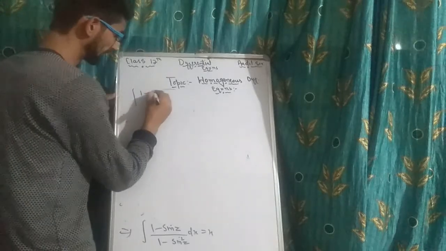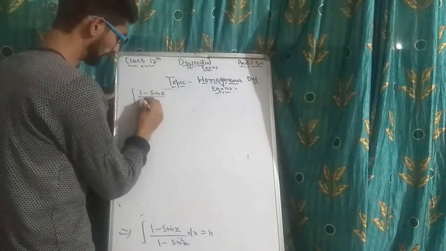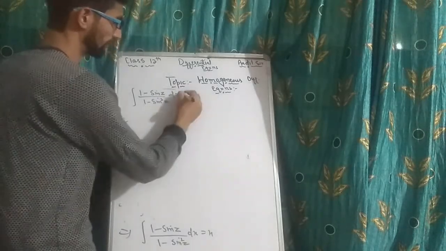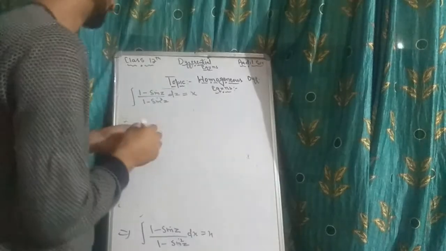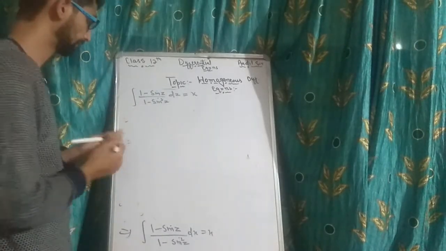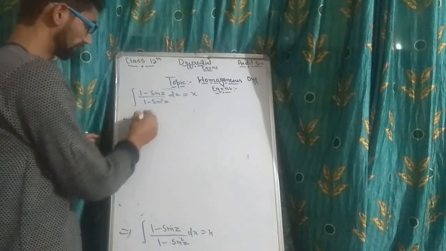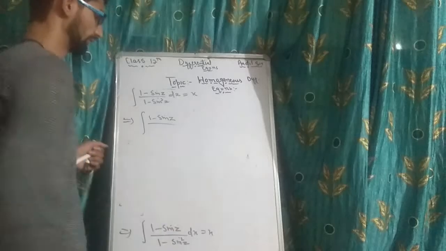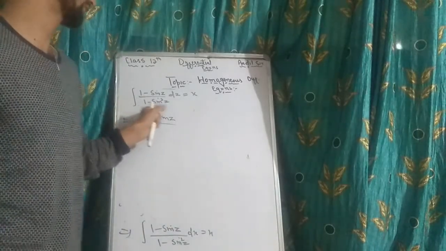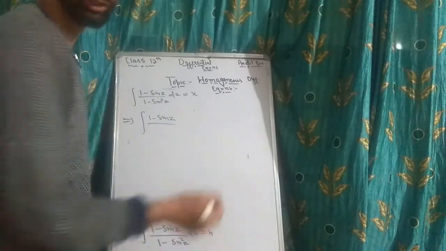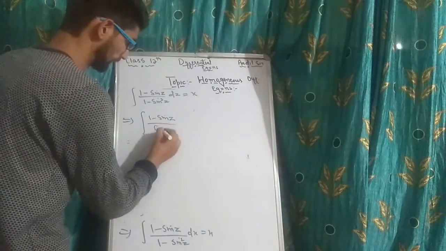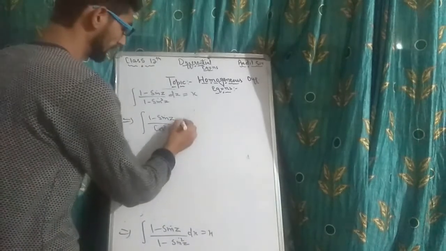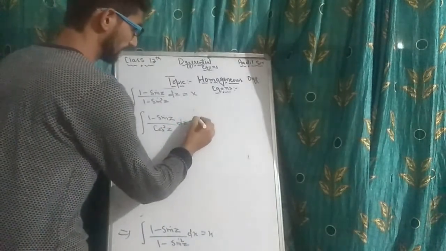The integral of (1 minus sin z) divided by (1 minus sin square z) dz equals x. Now beta, you check here, it is further equal to the integral of (1 minus sin z) divided by (1 minus sin square z). What is that equal to? That is cos square z. So the integral of (1 minus sin z) divided by cos square z dz equals x.